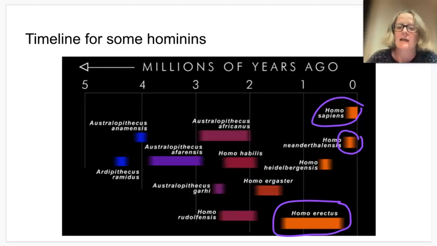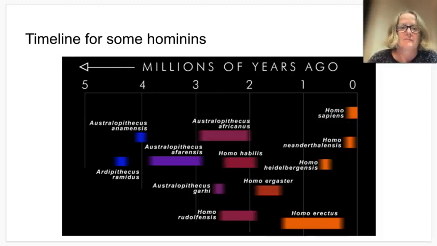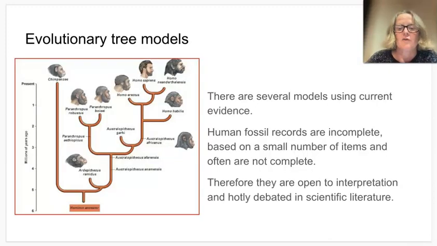fossils that have been found and characterized according to their anatomy and given different classifications based on size of brain of the skull and length of limbs and other artifacts found with them. So when we find skulls or other bones or evidence, we try to create evolutionary trees to explain how different species are connected, and this is one example here.